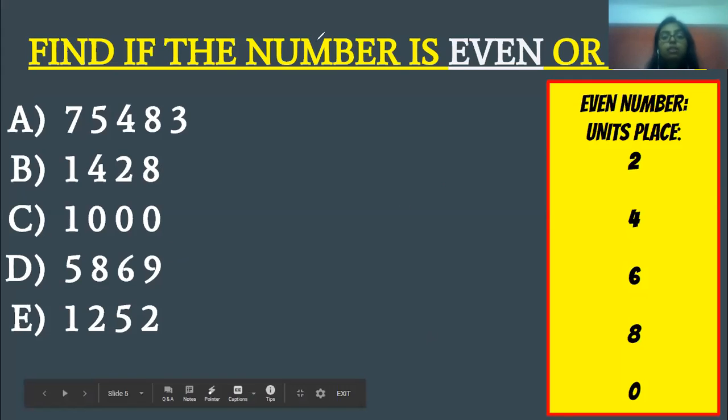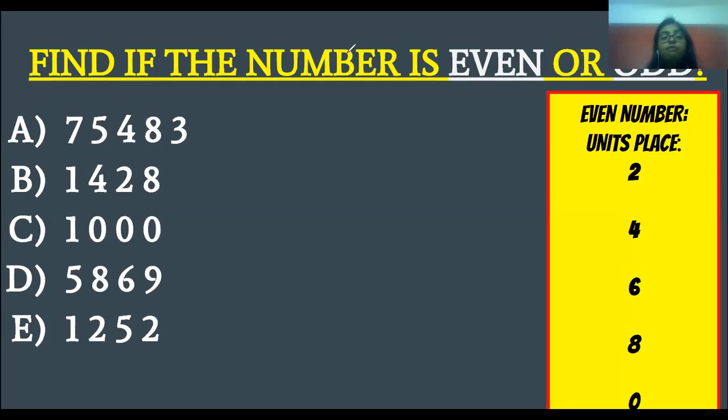Let's read the question. Find if the number is even or odd. Okay, so we know we are supposed to look at the last place, which is the units place. The units place has 3, and 3 we know is an odd number. So this is an odd number. Let's look at this number, 1428. The units place has 8, and we see 8 is an even number. So I'm going to write here even.